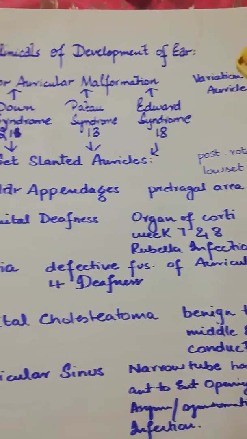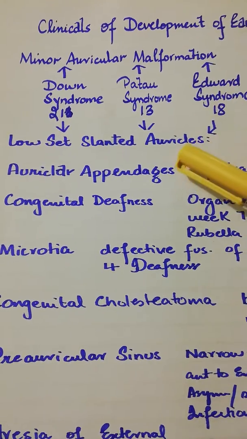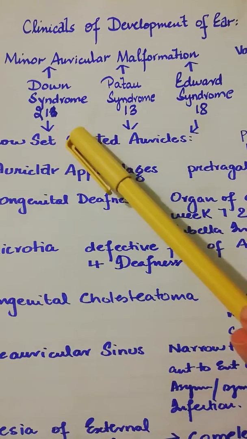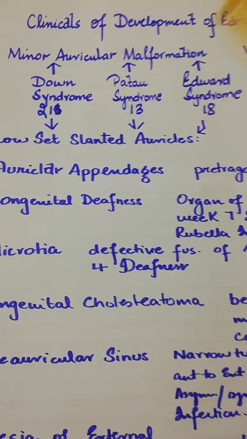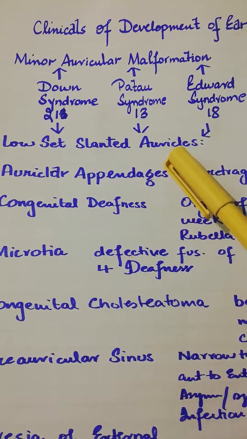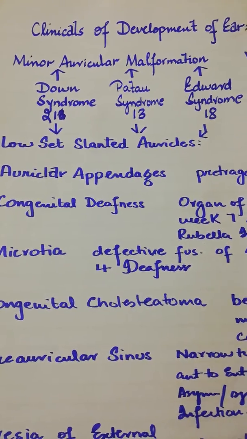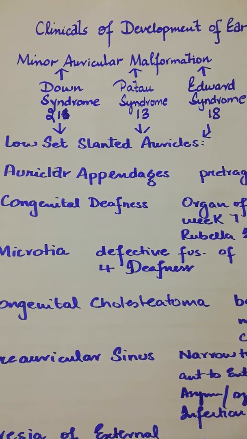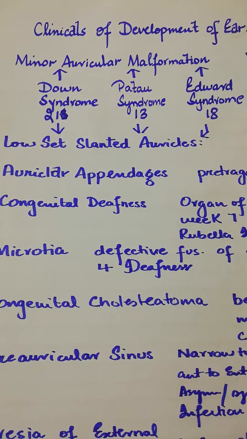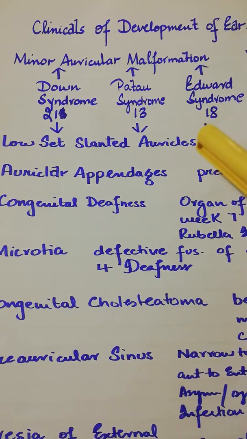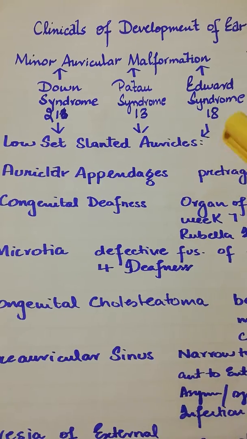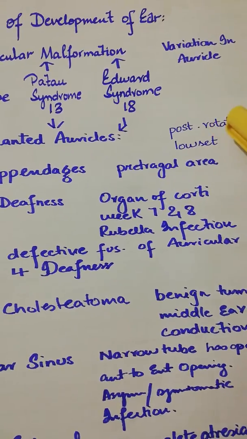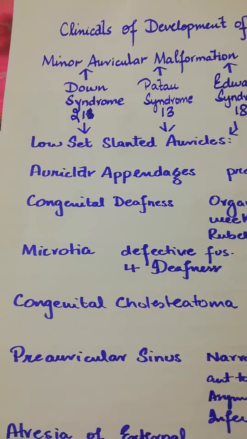Variation in the auricle. Then the second one is low set slanted auricle. These are because of these three syndromes: Down syndrome, Patau and Edward syndrome. And low set slanted auricle means normal ears are at the plane that joins the eye with the eye and the occiput bone. If the ear is not at that specific point, then it is known as low set slanted ears, and these are low set ears and posteriorly rotated.